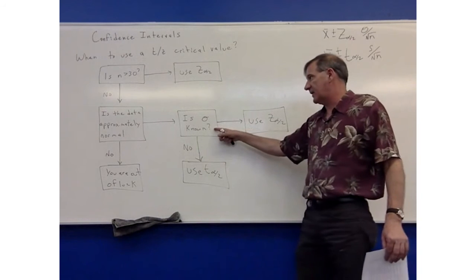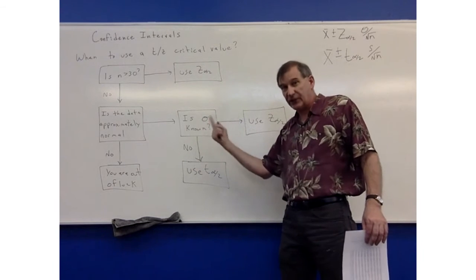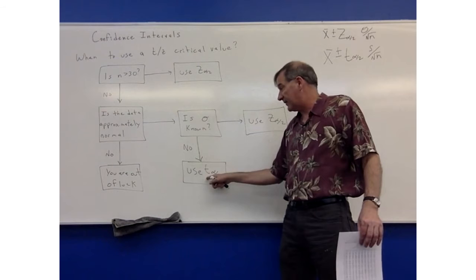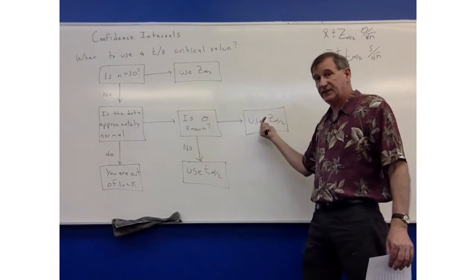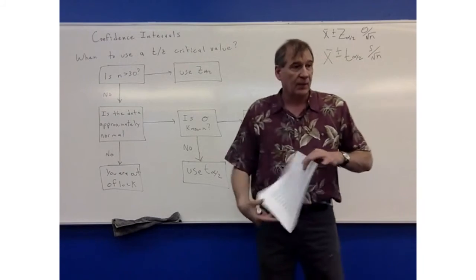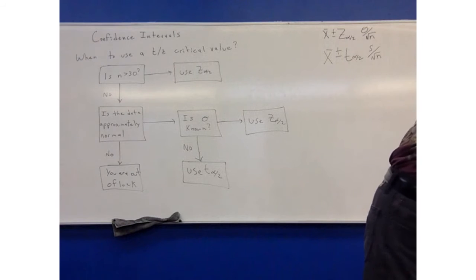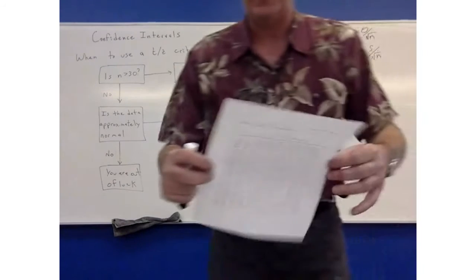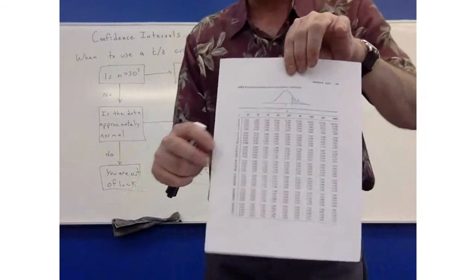But what if sigma isn't known? Then we have to use the sample standard deviation, which fluctuates a little bit. Therefore, we have to use the T table, and the T critical value is going to be a little bit larger than the Z critical value. What that leads us to is this table right here, called the T distribution.